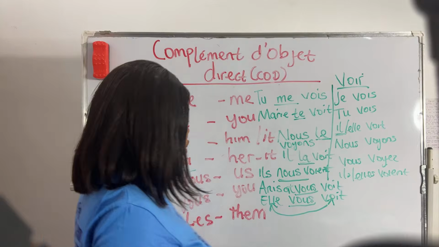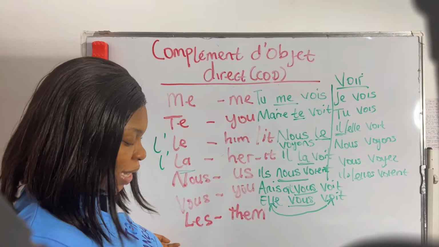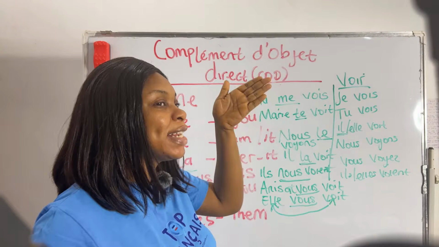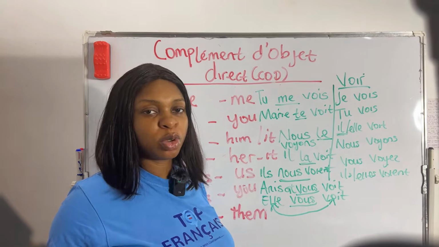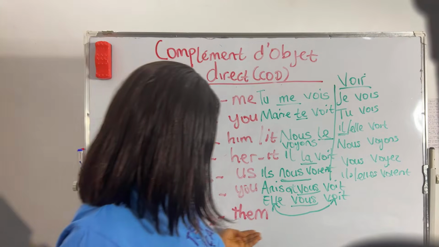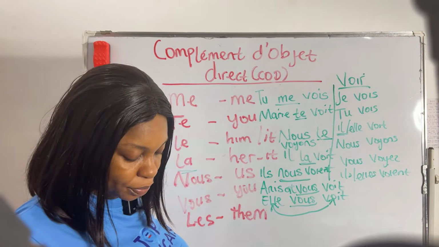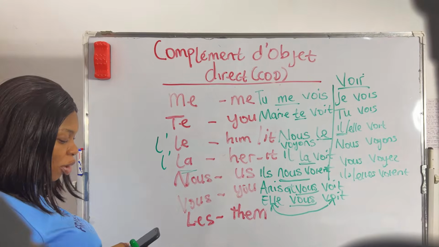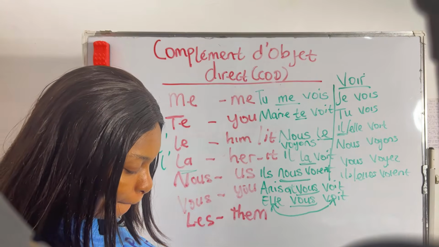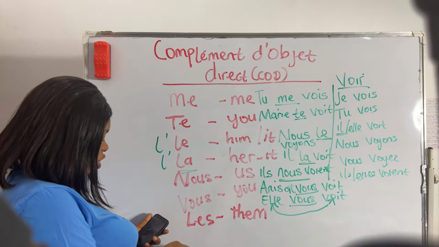Now the last one, we want to say, so now them, les. Them for COD is les. So now we want to say, you see them. So you can use this vous now to conjugate it. You are seeing them. So them in COD is les, L-E-S. So you see them. How do we say that? You see them or you are seeing them. So who's going first? So don't forget, what is them in COD?